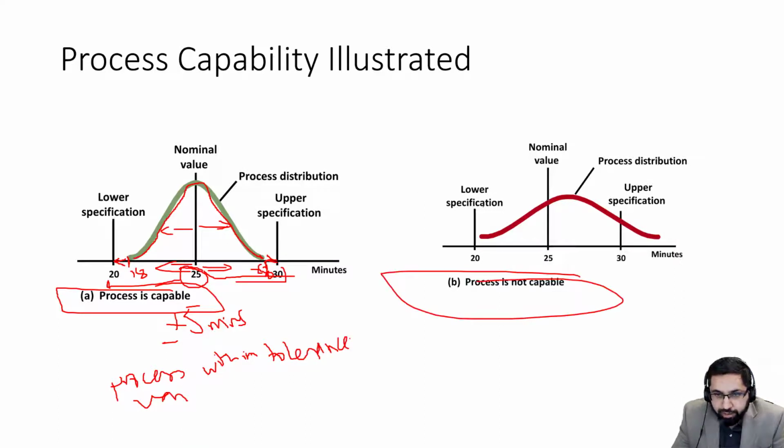Here, on the other hand, on the second picture on the right, we see the process is not capable. Why? If you look at the process output, a lot of times it is between 20 and 30, but then a lot of times right here, the process takes more than 30 minutes. So we have a lot of times when the process takes more than the upper limit, which means the process is not capable of consistently producing desirable results. A certain percentage of the time, the process is going to produce undesirable results. So it's not capable.